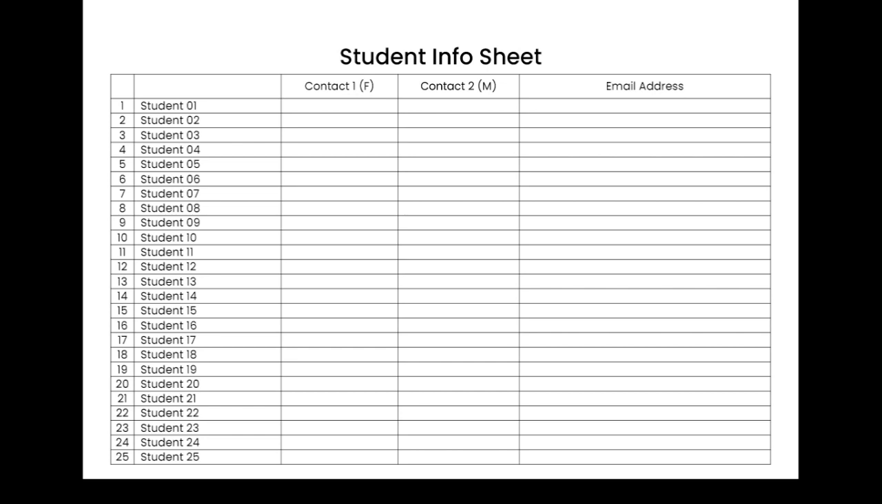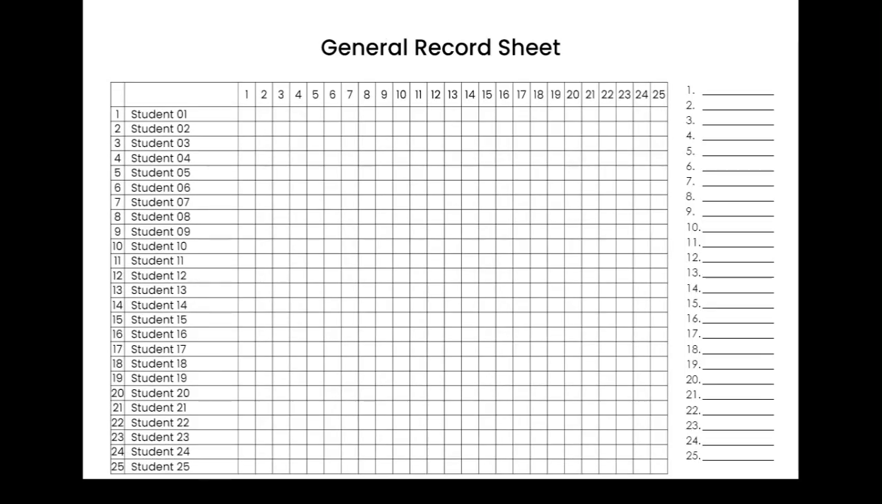As you change the student's name once, all these names will be changed at the end. Let me show you after this. I have got a student information sheet. Again, students' names are appearing like this. So here you can add the students' contacts and email addresses. Finally, I have got a general record sheet with the student's names, and 1, 2, 3 correspond to these. So it's from 1 till 25. You can use this record sheet to keep any record.